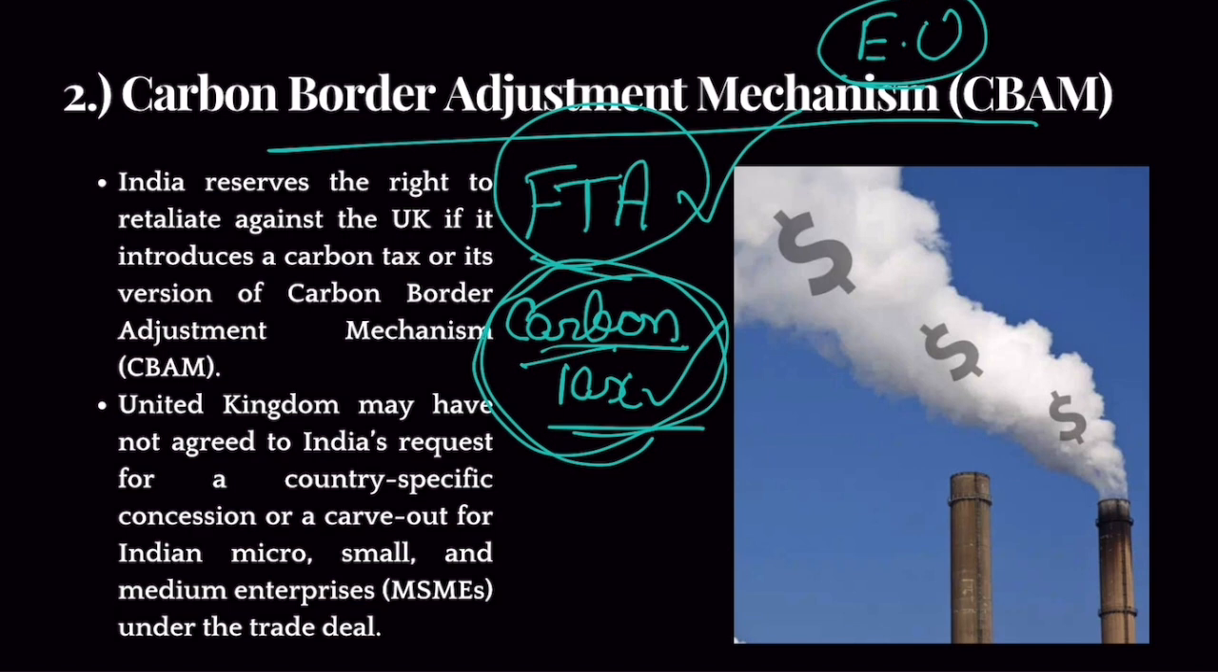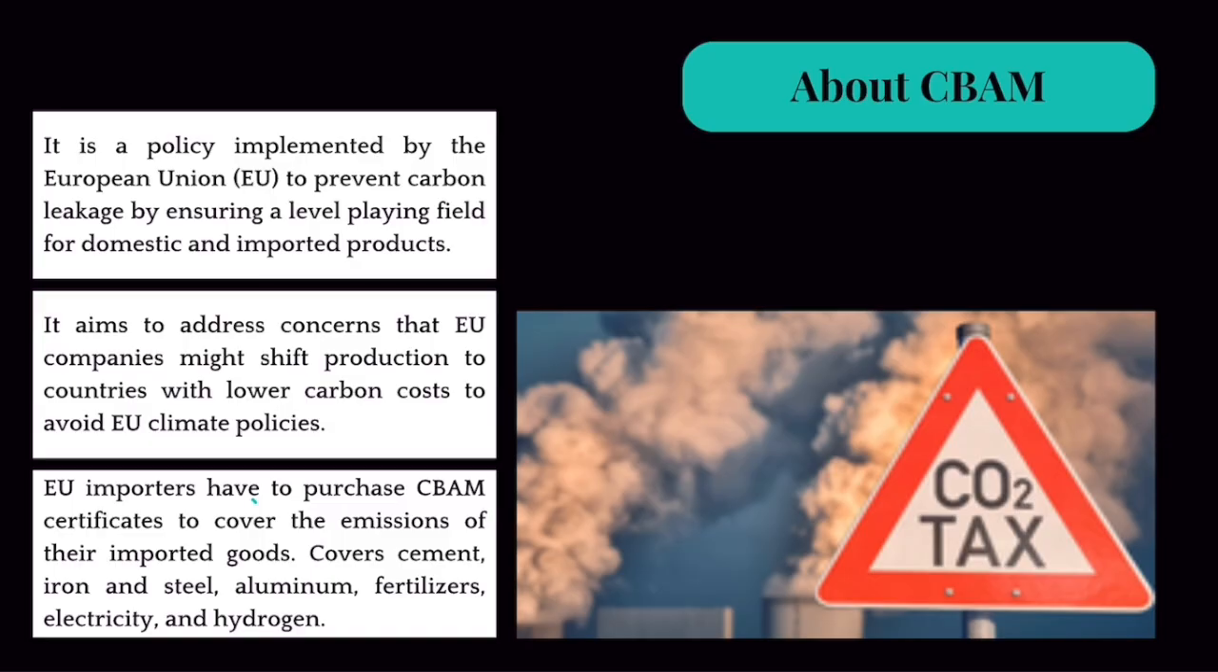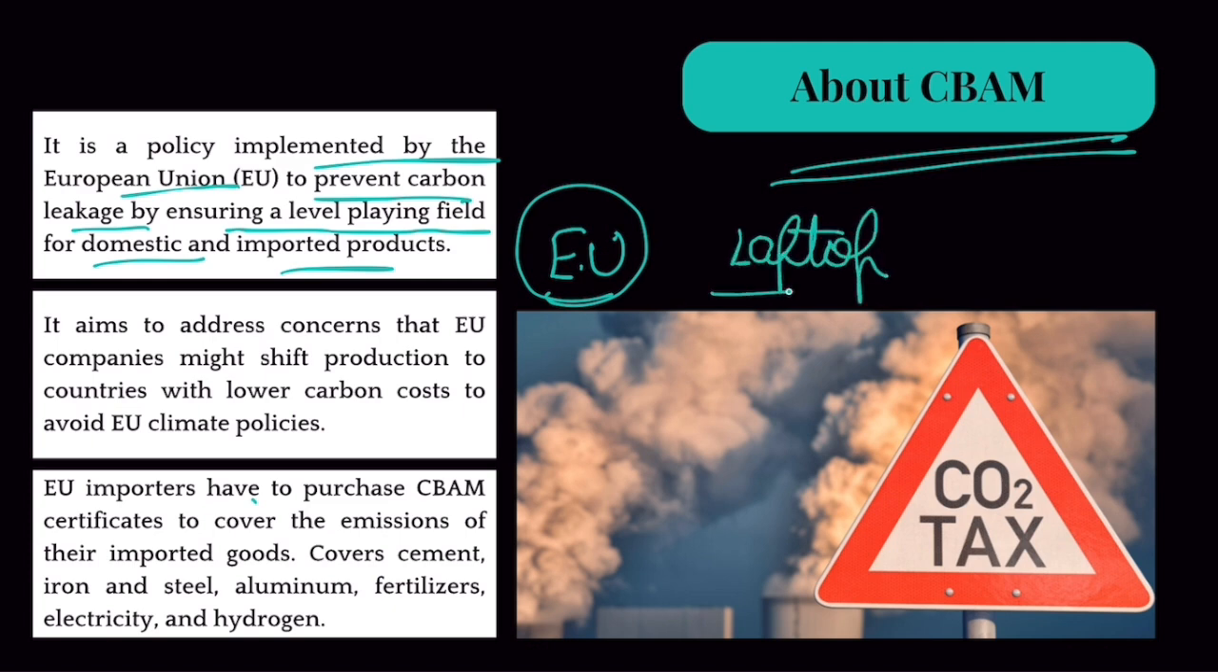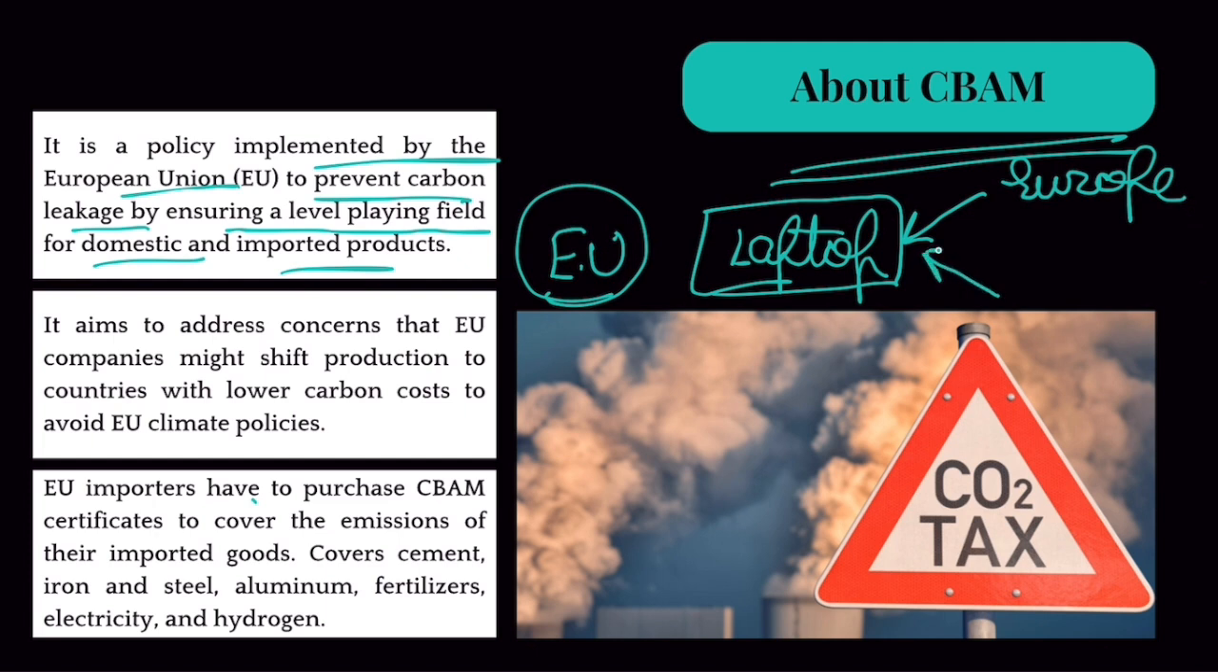Okay, now in European Union it is called carbon border adjustment mechanism. So what is this carbon border adjustment mechanism? Okay, so it is a policy implemented by European Union to prevent carbon leakage by ensuring a level playing field for domestic and imported products. So what does that mean? So the thing is that let's suppose in European Union you need, let's suppose, a laptop. Okay? European consumers want to buy a laptop. Now this laptop can be manufactured in Europe itself, or it can be imported from India.